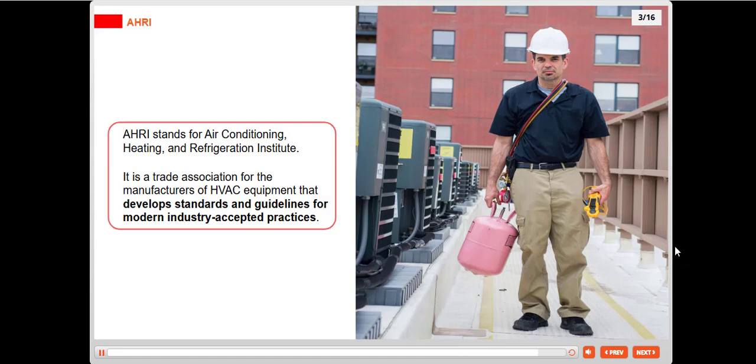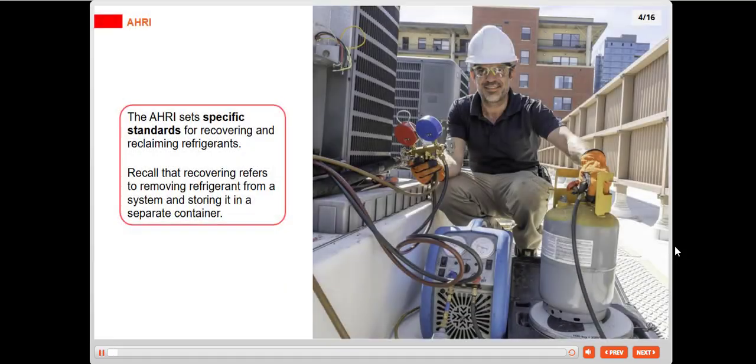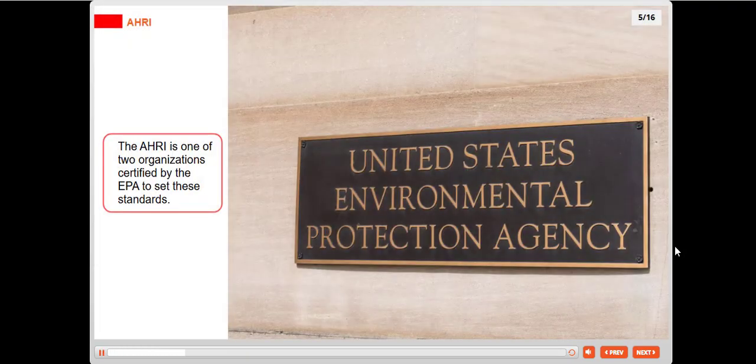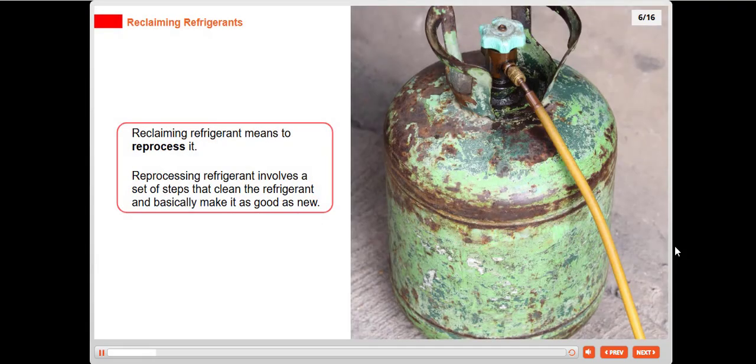The AHRI sets specific standards for recovering and reclaiming refrigerants. Recall that recovering refers to removing refrigerant from a system and storing it in a separate container. The AHRI is one of 2 organizations certified by the EPA to set these standards. Reclaiming refrigerant means to reprocess it. Reprocessing refrigerant involves a set of steps that clean the refrigerant and basically make it as good as new.